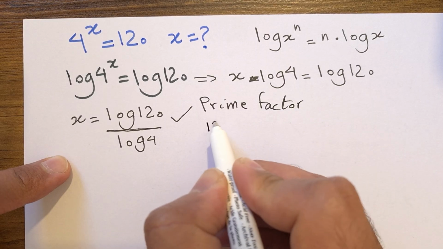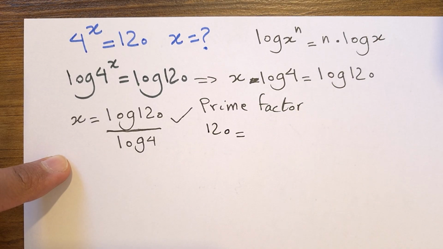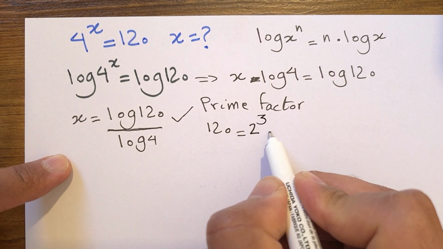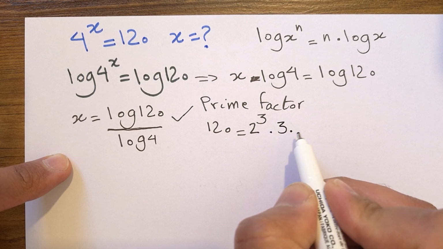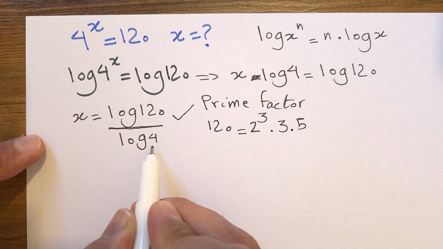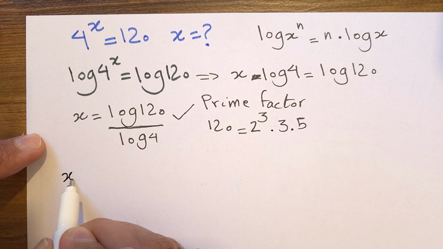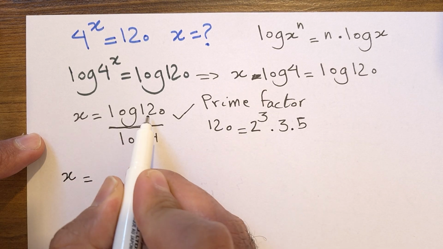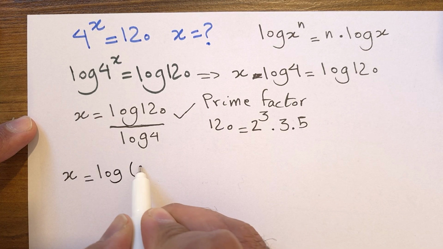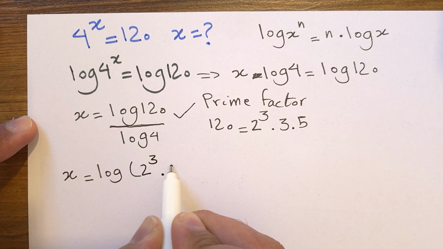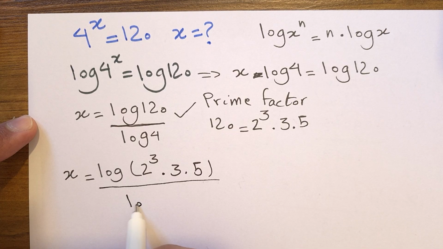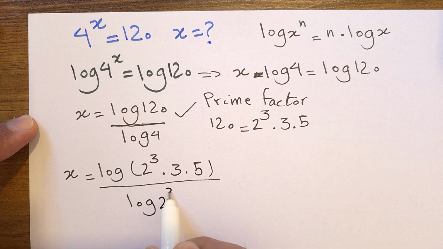So what are the prime factors of 120? The prime factors of 120 are 2 to the power of 3 times 3 times 5, right? 8 times 3 times 5. And then 4 is also equal to 2 to the power of 2. So now we can write it as x equals, let's just substitute 120 with this one. x equals log of 2 to the 3 times 3 times 5 over log of 2 to the power of 2.